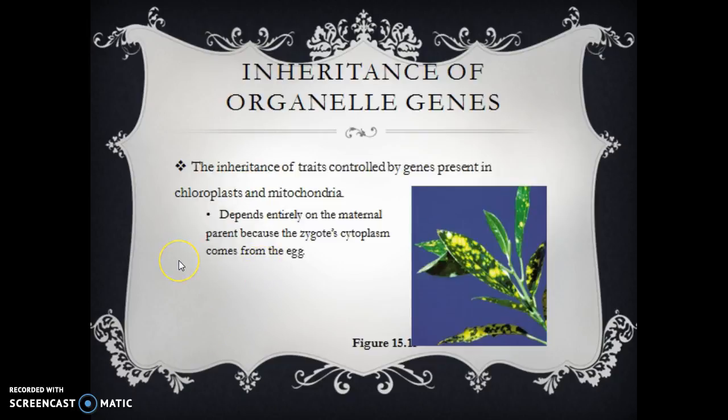Now with these 2 particular genes, we're going to be focusing more or less on plants, because plants have both chloroplasts and mitochondria, and the expression of those particular genes will depend entirely on the maternal parent, because the zygote's cytoplasm comes from the egg, meaning that all of the chloroplasts and mitochondria in plant zygotes come from the egg. The pollen contains none of those organelles. The pollen just contains the chromosomes, no cytoplasm. The egg has all the cytoplasm with those organelles.